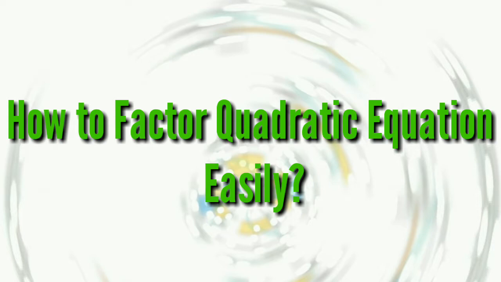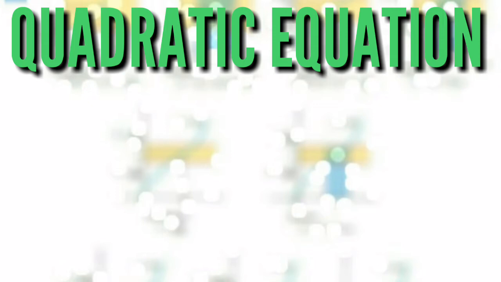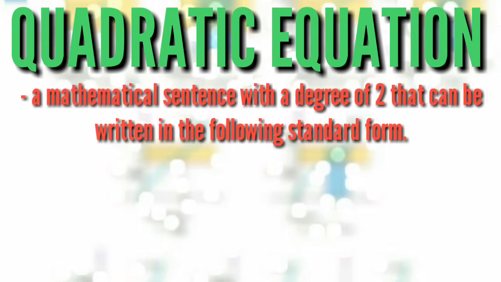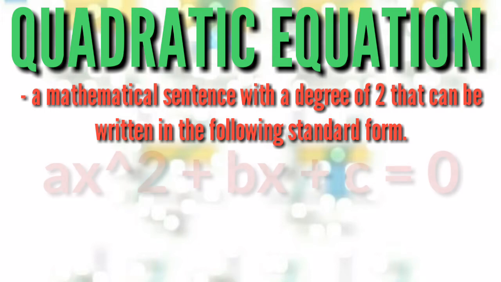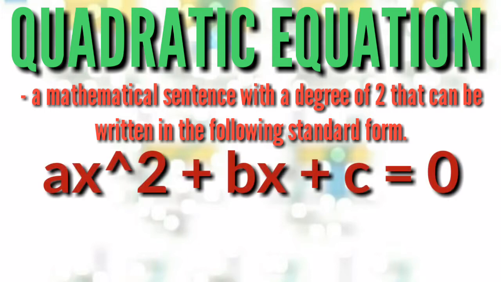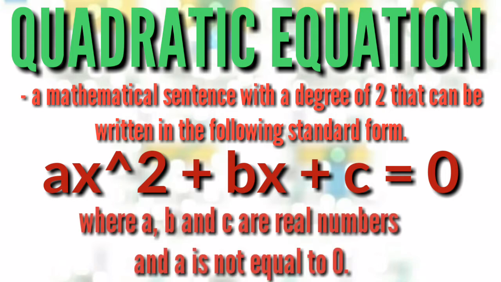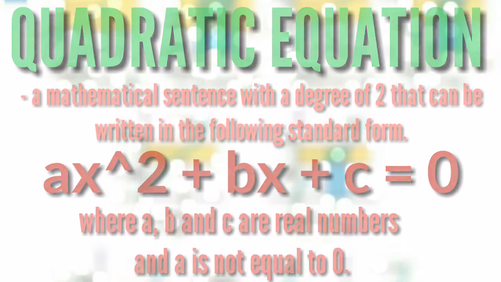To factor quadratic equation easily. Before we proceed, let's define first the quadratic equation. We all know that quadratic equation is a mathematical sentence with a degree of 2 that can be written in the following standard form: ax squared plus bx plus c equals 0, where a, b, and c are real numbers and a is not equal to 0.